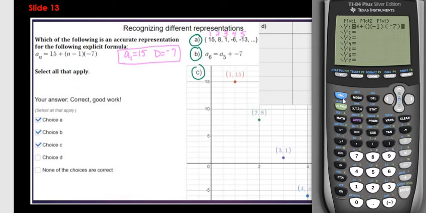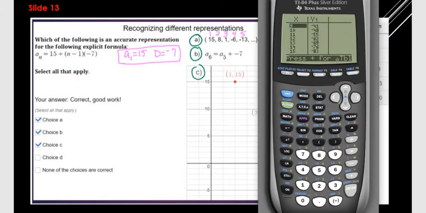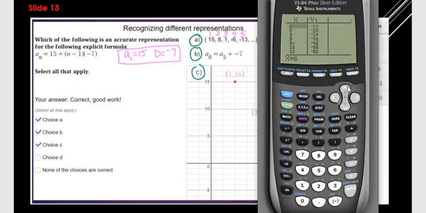And then I'm going to go to second and graph. I'm going to match up these right here. My first term is 15. So I'm going to take this right here and I'm going to check, and I'm going to go to 1. The first term is 15. Second term is 8. Third term, yes, it's 1. Fourth term is a -6, and fifth term is a -13. That matches, so that is a choice. Now, this is one of your answers.